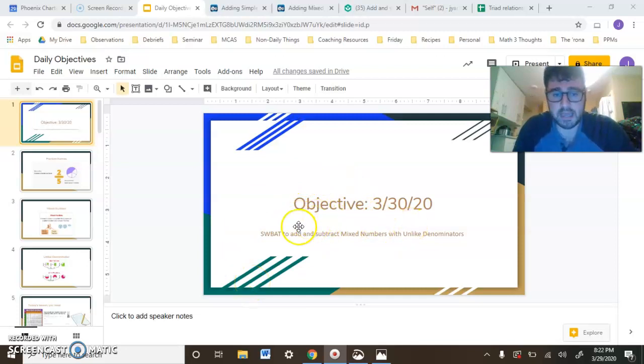Okay, so first thing I want to do is hop right into today's objective. We're going to be talking about adding and subtracting mixed numbers with unlike denominators. This objective, and I want to just say this, I want to look right at you, this objective is very difficult.